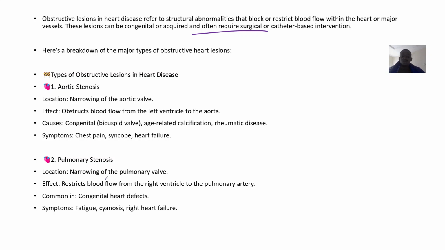Then we have pulmonary stenosis. This one is narrowing of the pulmonary valve. It will restrict blood flow from the right ventricle to the pulmonary artery. Okay, so it's usually common in congenital heart diseases. Okay, so there's fatigue, there's cyanosis, there's right heart failure.